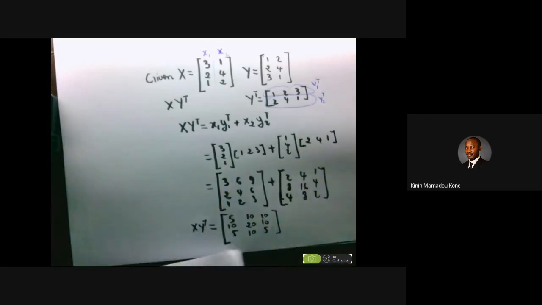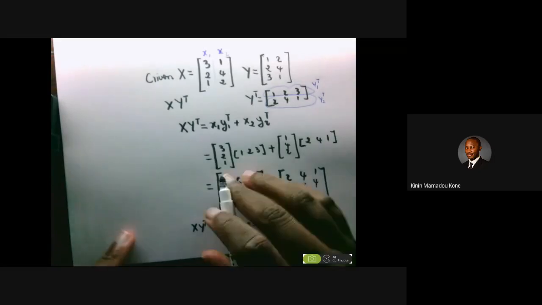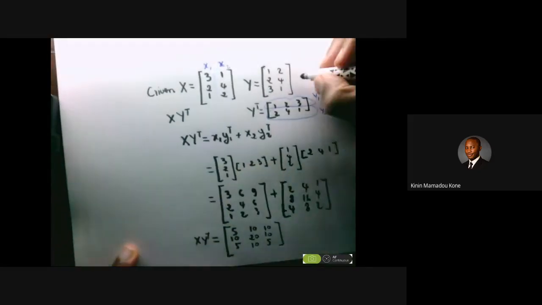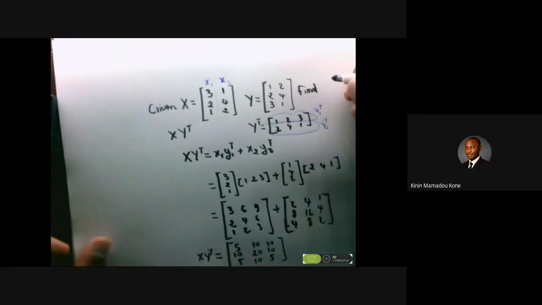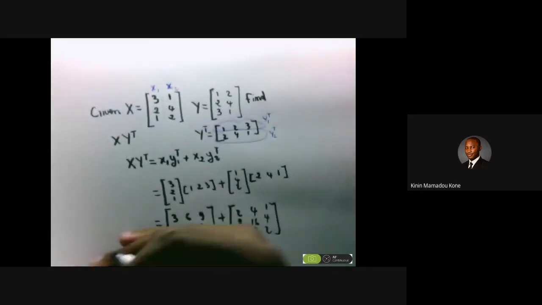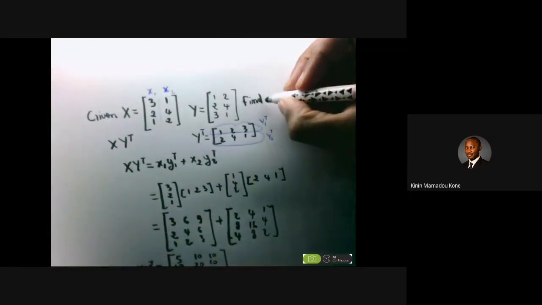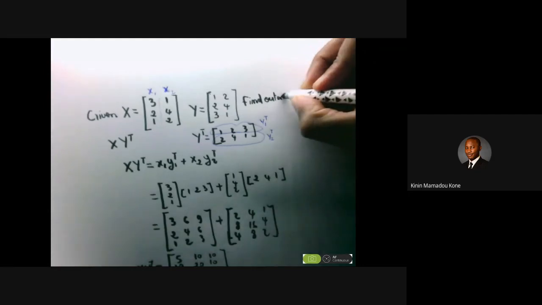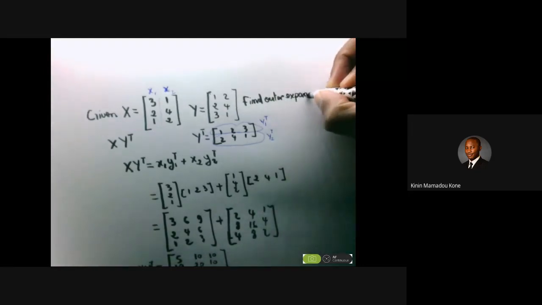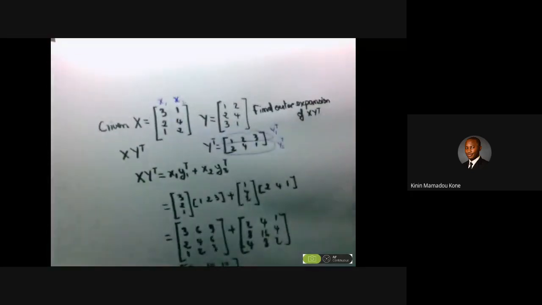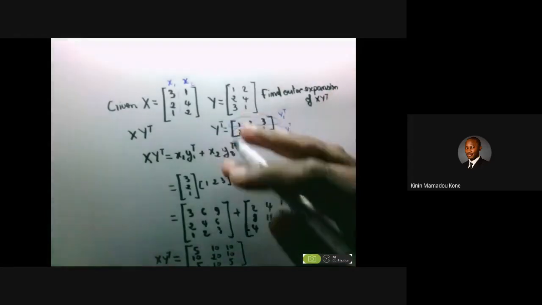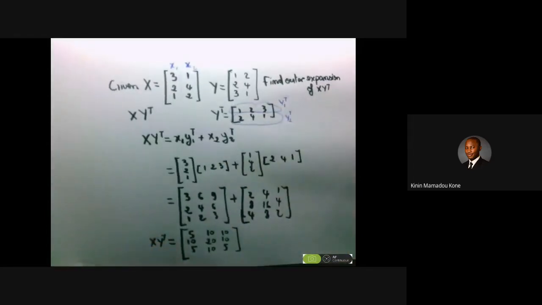That is X Y transpose. Okay. So any questions? This is when they ask you specifically to find the outer expansion of X Y transpose. When they ask you that, you do this type of product. So any questions related to this one?